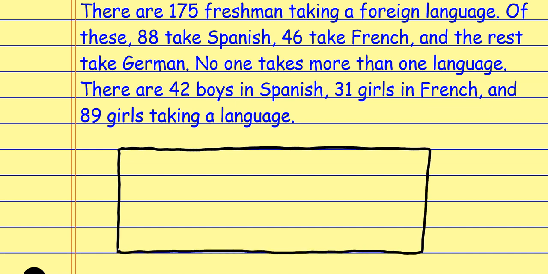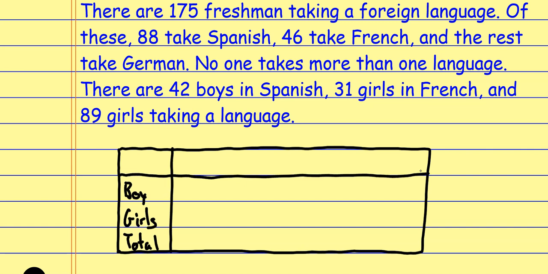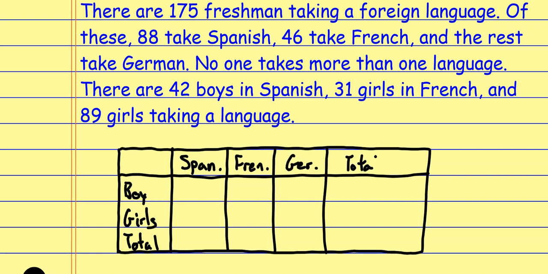I can give myself enough space. So again, we have one category over here of boys, girls, and of course we'll do the total. And then our other categories going across this would be the different languages. So we said Spanish. Maybe I should abbreviate here a little bit. French and German. And then, of course, we need to have a category for our totals. Okay? And so now I start breaking these things down.